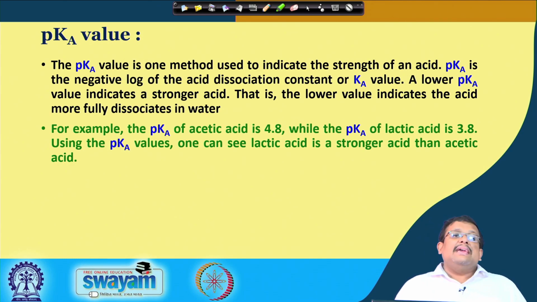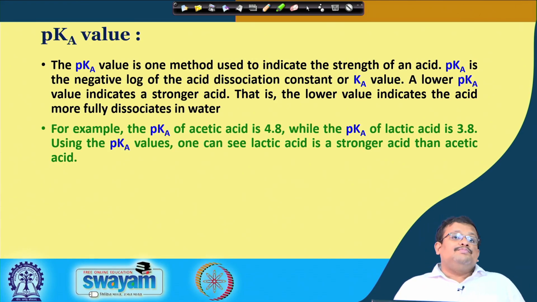Now, a lower pKa value indicates a stronger acid, that is, a lower value indicates the acid dissociates more fully in water. Again, this Ka stands for the dissociation constant of an acid, and pK is basically the negative logarithm of this Ka value. So, obviously, a lower pK value means a stronger acid, that means more dissociation.